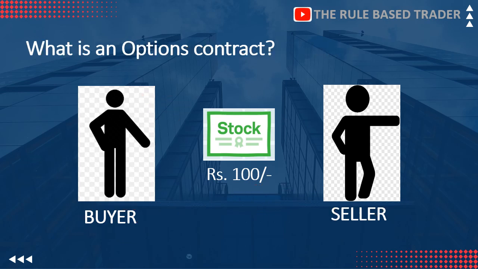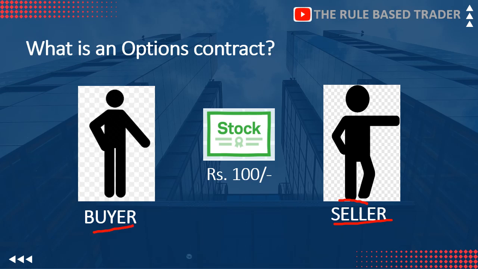So, what is an options contract? Let's take the same example. Now, pay very close attention. I am going to go very slowly so that you really understand what an options contract is and how it is different from stock trading. Here also two people are required to make an options contract. There is a buyer and there is a seller.